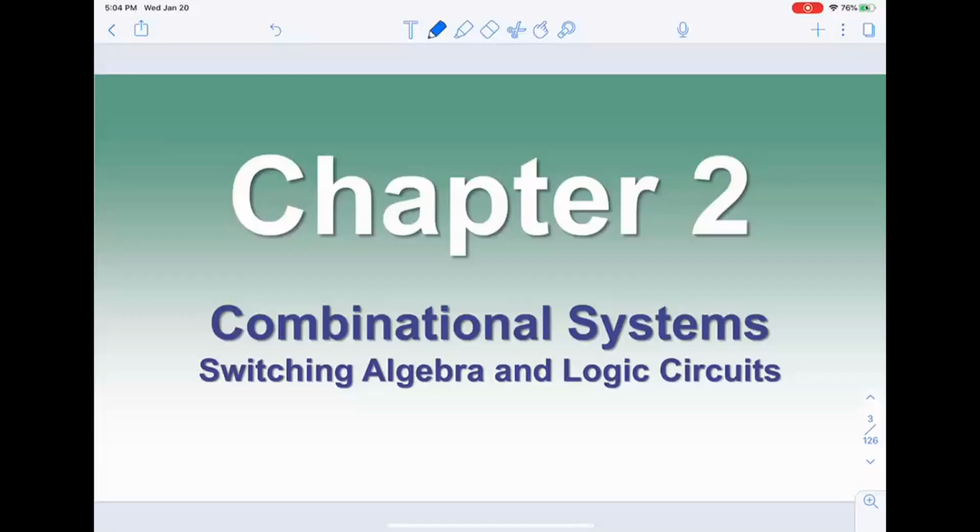Okay, now I'm recording. All right, so today we're going to be talking about chapter 2 and talking about combinational systems, switching algebra. So we're going to be talking about Boolean algebra, which you may already be familiar with somewhat, and then how that's connected to logic gates. And these are chips that can make decisions for you.